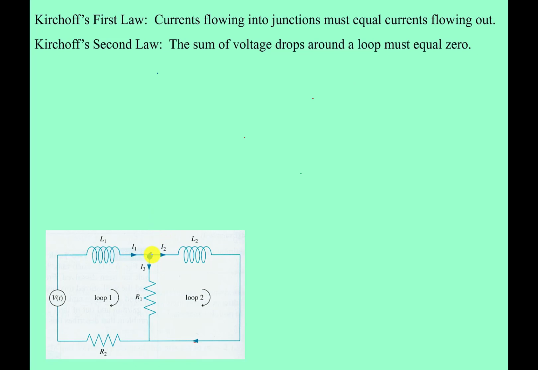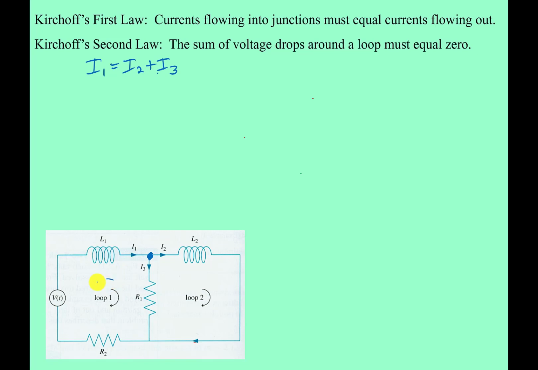So let's look right here first. This is a junction. The current is splitting there, so I1, current 1, equals I2 plus I3. So that's the first connection we have using Kirchhoff's first law. Now, other than that, let's go ahead and use the second law and look at the voltage drops, and we're going to look at them around each loop.